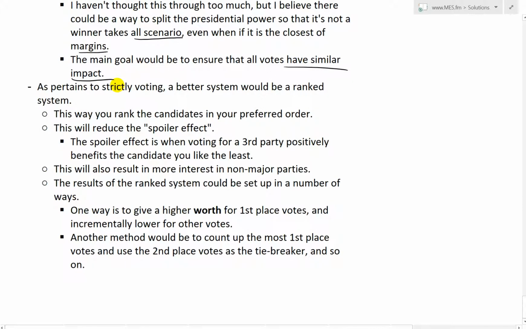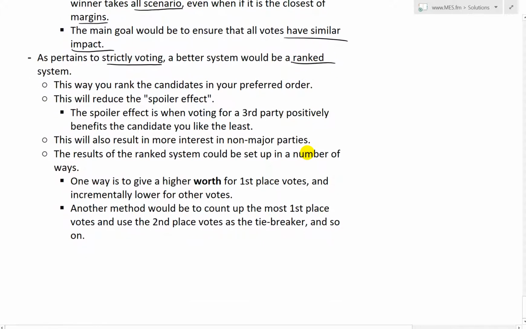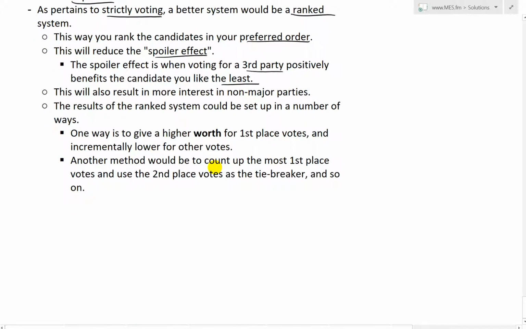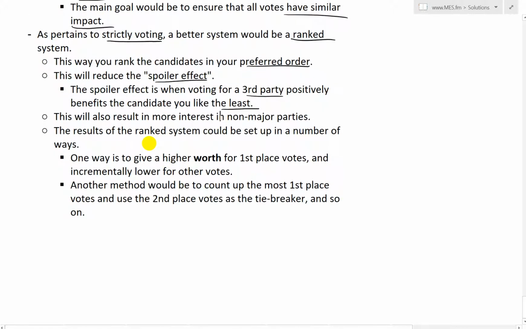So anyways, as pertains strictly to the voting system, a better system would be a ranked system. I think the Green Party's Jill Stein brought this up. This way you rank the candidates in your preferred order. This will reduce the spoiler effect, which is basically when voting for a third party or non-major party positively benefits the candidate you like the least, especially in swing states. That's why a lot of people avoid voting for a third party, even if their values match better with that party. So the benefit of a ranked system is that it will result in more interest in non-major parties.